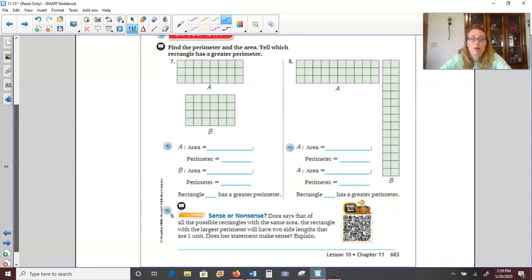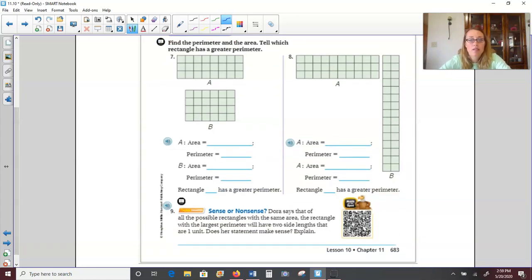Okay, on your own, find the perimeter and the area, and tell which rectangle has the greater perimeter. So same thing we were just doing. You could probably look at the pictures and at this point tell me which one is going to have the greatest perimeter without solving anything, but we still have to solve it and figure out the math. But just to guess right now, I believe rectangle A is going to have a greater perimeter because it is longer than rectangle B. Now, we're going to do the math to find out if that's true, but that is what I am predicting.